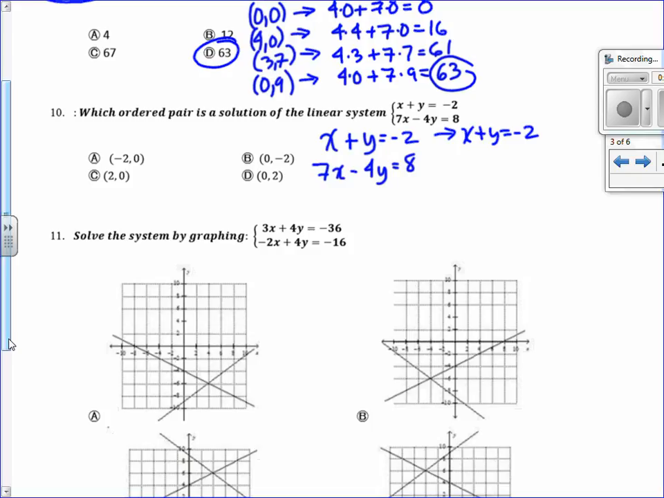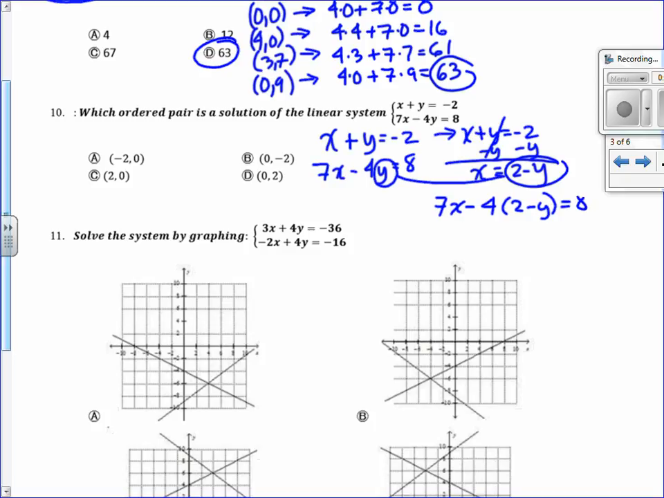And you can solve either for the x or the y. It really doesn't matter. So I'm going to isolate the x. So I'm going to subtract y from both sides. So x equals 2, take away y. So then I come back and I put 2 minus y in for y in the other equation. So I'm going to have 7x minus 4 times 2 minus y. And you could use elimination on this. It's totally fine. Or you could work backwards.